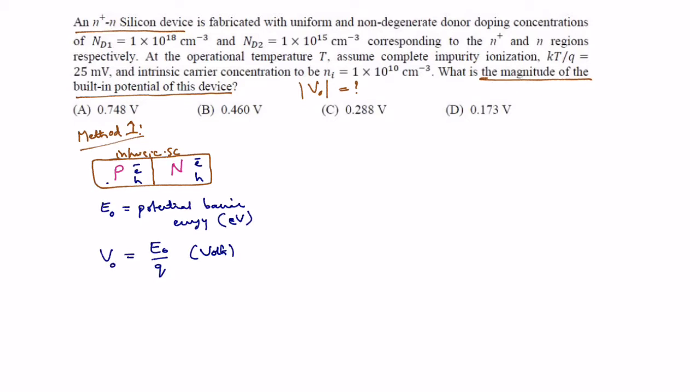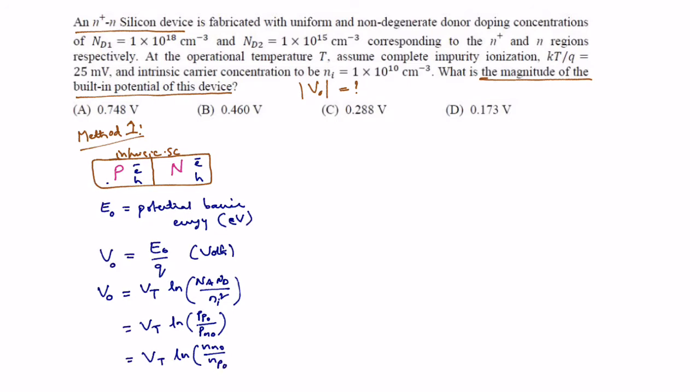So we know the equation for V naught. V naught is equal to Vt, the thermal voltage, multiplied by the natural logarithm of Na Nd divided by Ni square. Otherwise you can use the equation Vt natural logarithm of Pp naught divided by Pn naught. Otherwise, Vt natural logarithm of Nn naught divided by Np naught. These three equations, depending on the availability of the data, you can use any of these three.